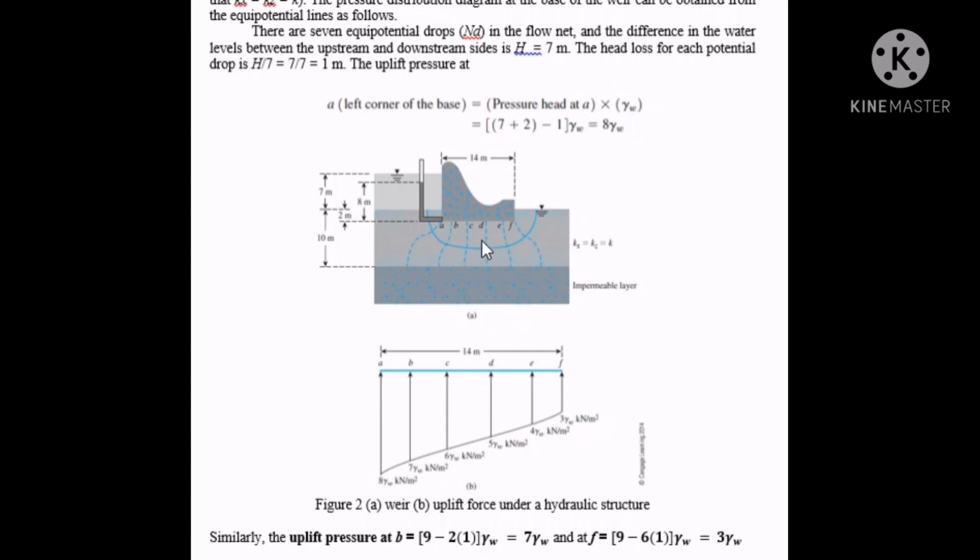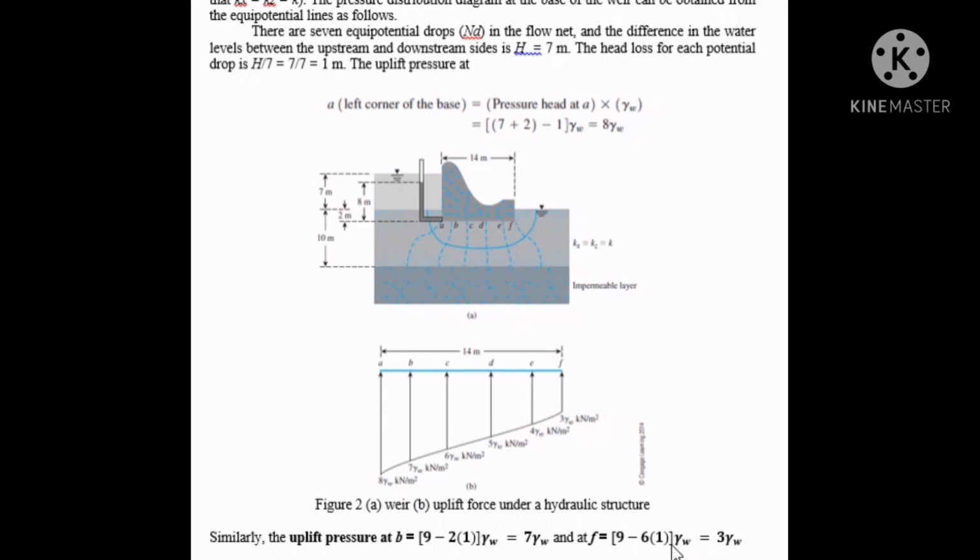For letter D, this will be quantity 9 minus 4 times 1 multiplied by unit weight of water. That's why this will be 5 unit weight of water. And then for letter E, this will be 9 minus 5 times 1 multiplied by unit weight of water, which will give us 4 times unit weight of water. And for letter F, at that equipotential line here, this will be 9 minus 6 times 1 multiplied by the unit weight of water equals 3 times unit weight of water.